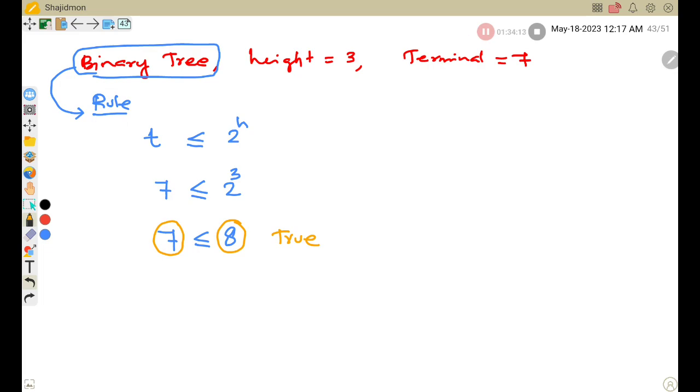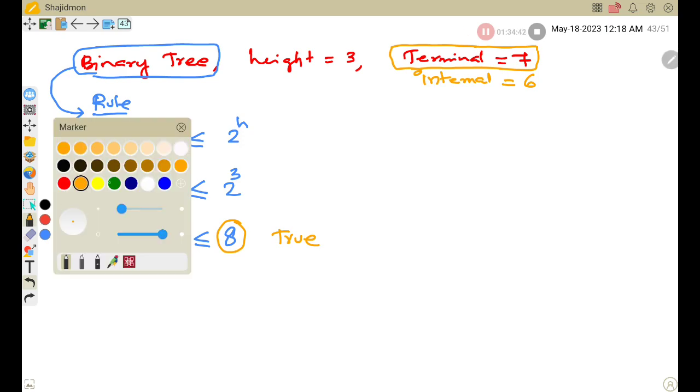So we need to draw a graph with the same specification. Terminal vertex equal to 7. There are 7 terminal vertices. So automatically how many internal vertices will be there? It should be 6, correct? Because we can use the rule: internal k means terminal is k plus 1. So 6 and 7. Now I am drawing the graph here.